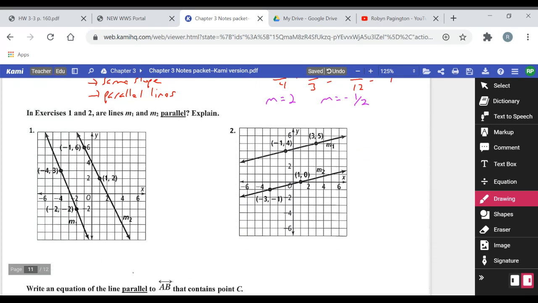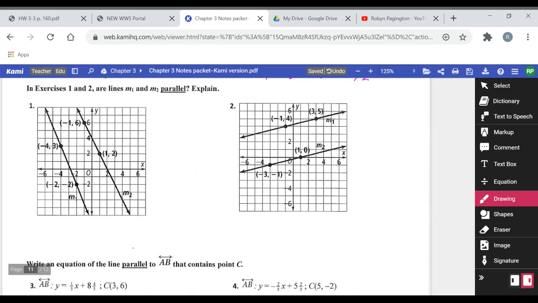All right, here we go. So as we go through these notes, we are just going to do the odds together right now, and then I'll be done with the video.